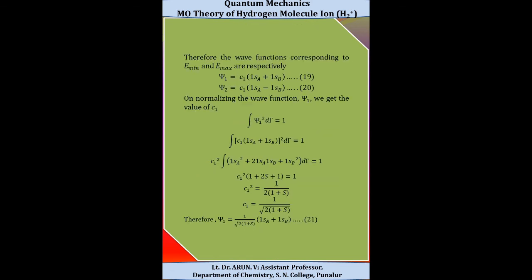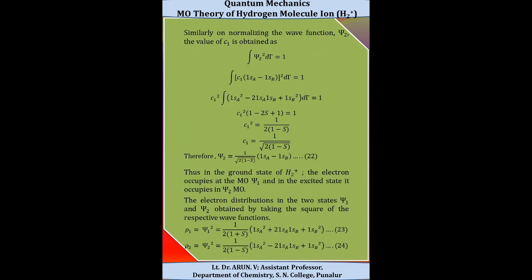Therefore, the wave functions corresponding to E minimum and E maximum are respectively psi1, that is equal to C1 into 1sa plus 1sb, and psi2 is equal to C1 into 1sa minus 1sb. On normalizing the wave function psi1, we get the value of C1, that is, integral of psi1 square dt is equal to 1. Substituting the value of psi1 square and expanding this, we can find out the value of C1 as 1 by root of 2 into 1 plus s. Therefore, the wave function psi1 is equal to 1 by root of 2 into 1 plus s into 1sa plus 1sb.